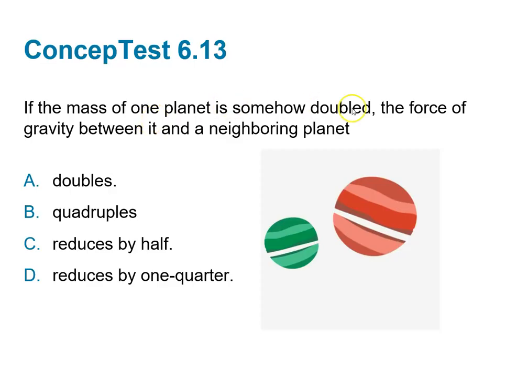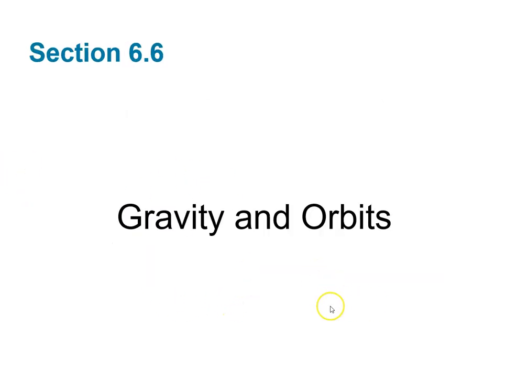If the mass of one planet is somehow doubled, the force of gravity between it and a neighboring planet, well, we know it's mass over radius squared. So the radius stays the same, and one of the masses doubles, then the force is going to double.